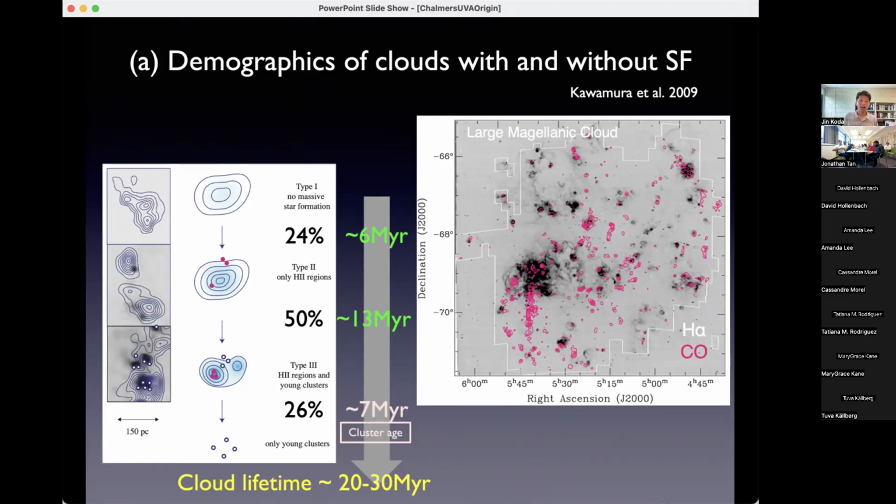And now, if you know the time scale of any of these phases, then you can translate this population into the duration that the cloud spends in each phase. And in their case, they aged the young cluster population that they found around molecular clouds, and they found something like 7 million years for the type 3 phase. And from this ratio, they can translate that into the time scale that clouds spend in each phase. And if you add them up, you get a cloud lifetime of 20 to 30 million years. Again, a relatively short time scale.